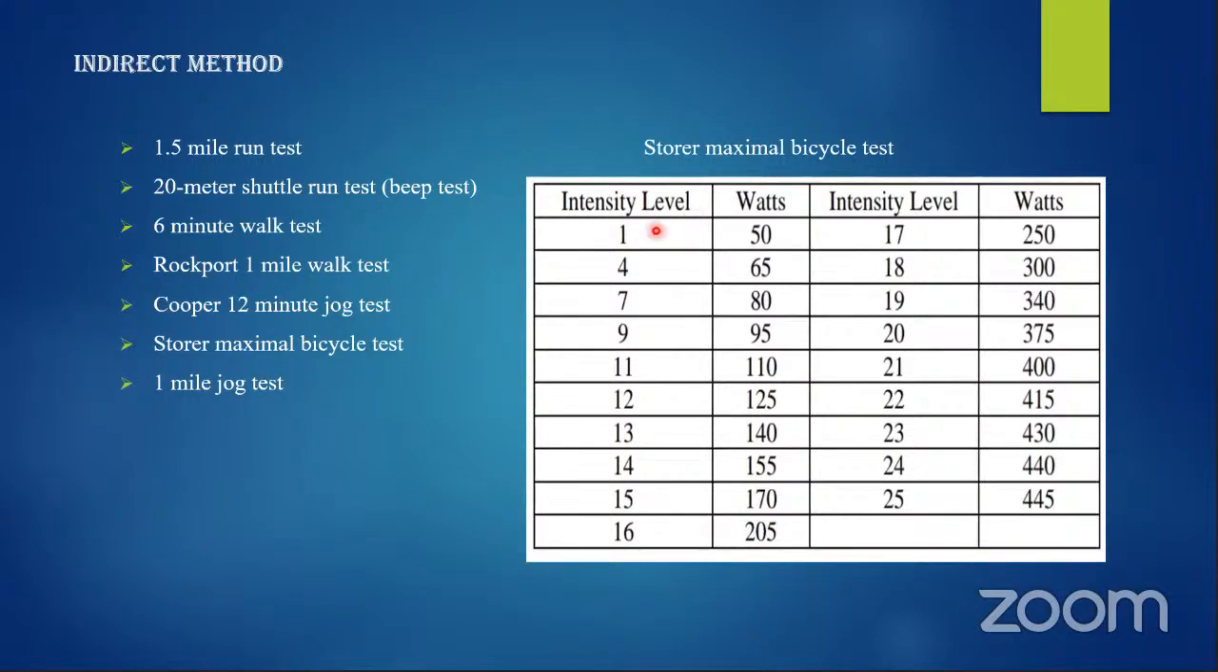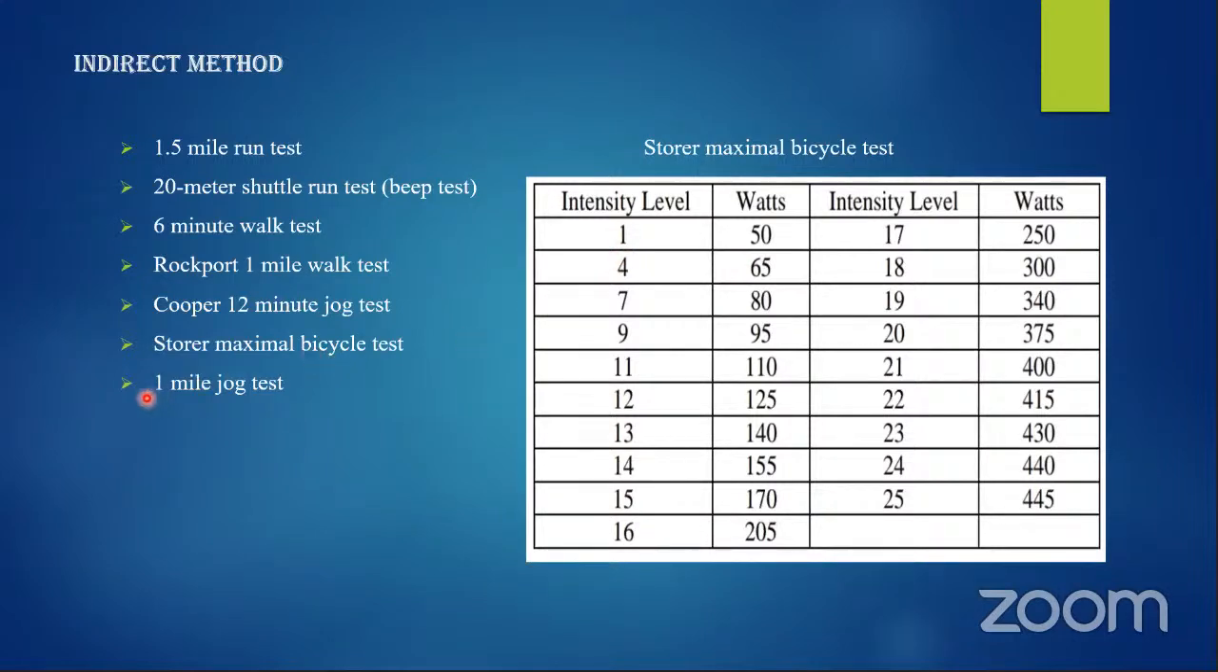So in this test, for the first level, the output of the cycle ergometer is 50 watts, and every 1 minute there will be an increment in the watts. There will be a 15 watts increment every 1 minute. The client can complete as many levels as he can. This is about the Storer maximal bicycle test.